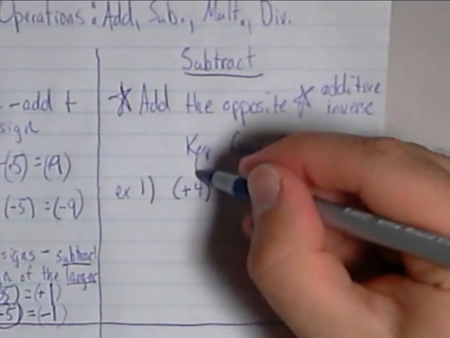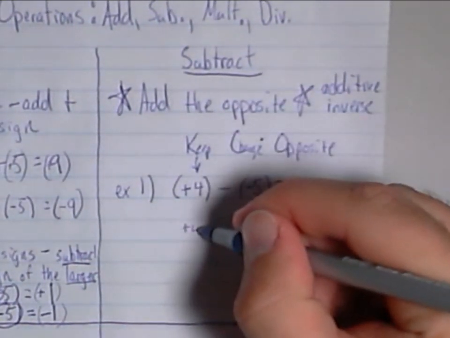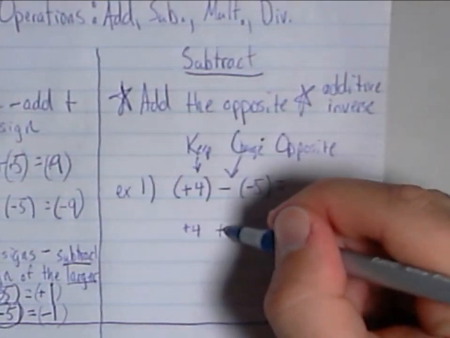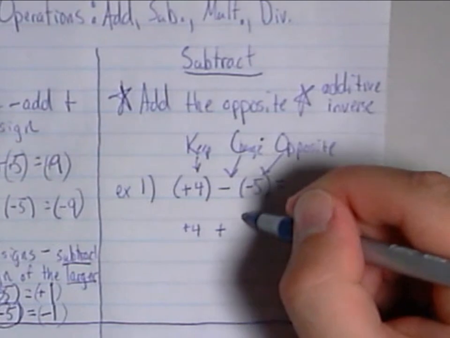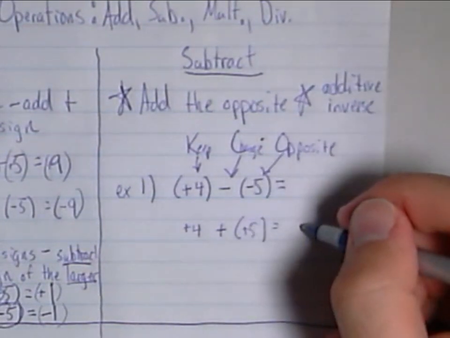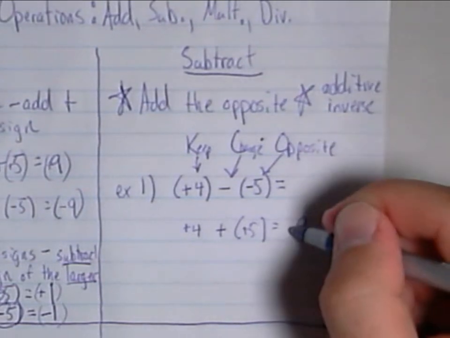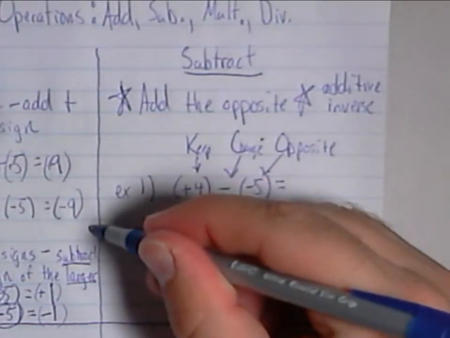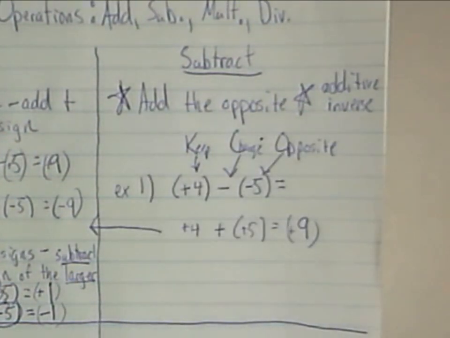I'm going to keep this first one the same, meaning it's going to stay a positive 4. I'm going to change the operation of subtraction to addition, and I'm going to take the opposite. So since it's a negative 5, it's going to become a positive 5. And now we would just use the rule from the left to add these together. The signs are the same. A positive 4 plus a positive 5 is a positive 9.